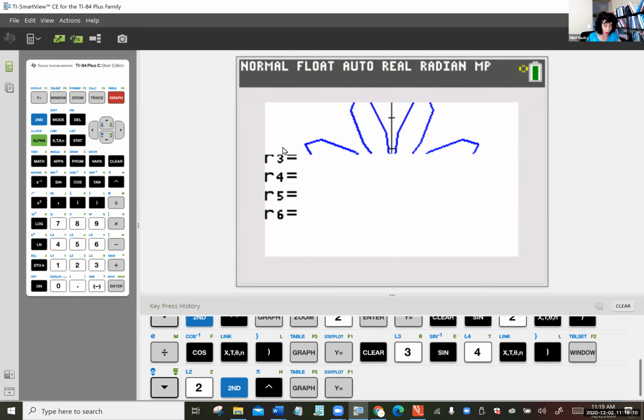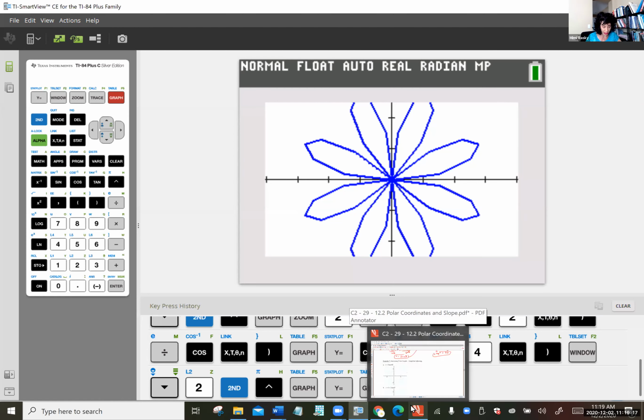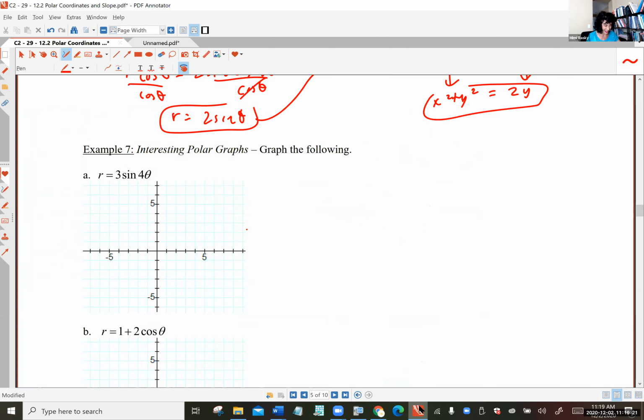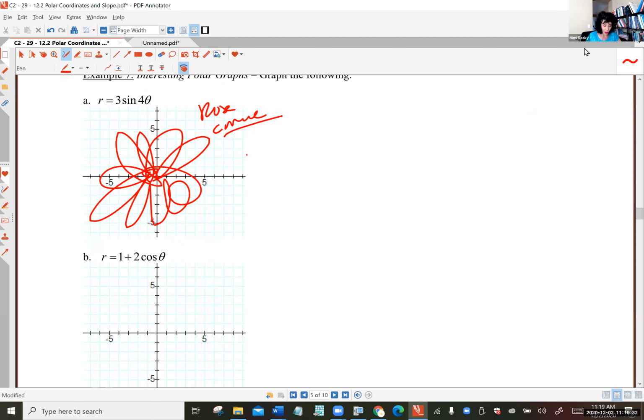That's called a rose curve, by the way. That's a rose curve, and it's pretty cool. And so try drawing that on your paper. I don't know if you're good at drawing. It's a rose curve. Okay, beautiful. Okay, fine. What's another weird looking polar graph?